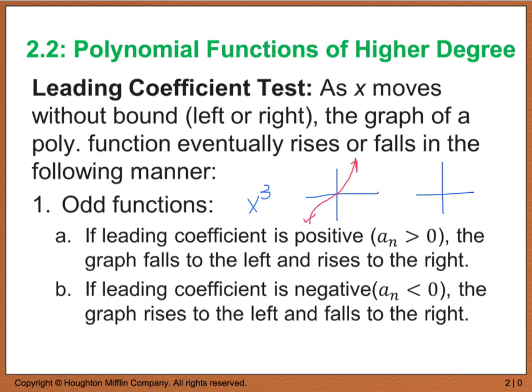So if I have something like negative x cubed, then we're going to end up with something that rises to the left and falls to the right. So something that looks more like that. And if you can't remember which rule goes with what, if it rises or falls, graph it or sketch it. You don't have to memorize all of these different rules.